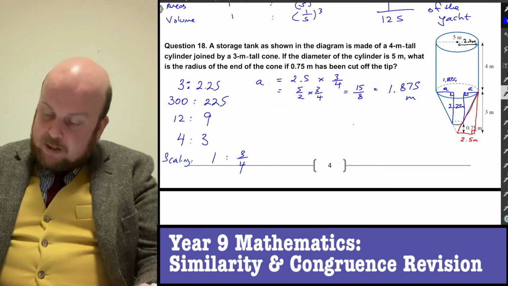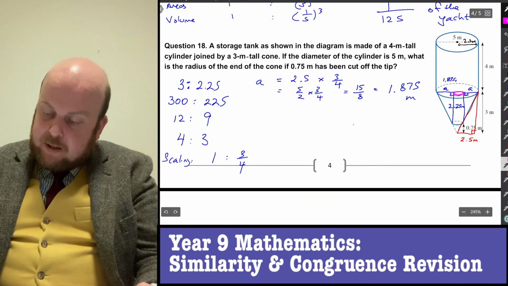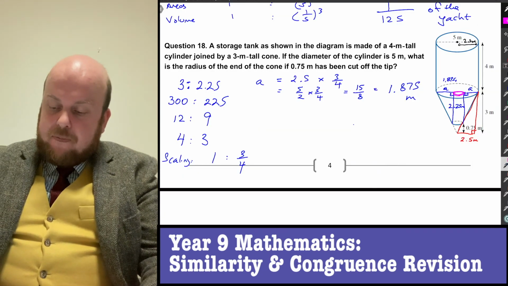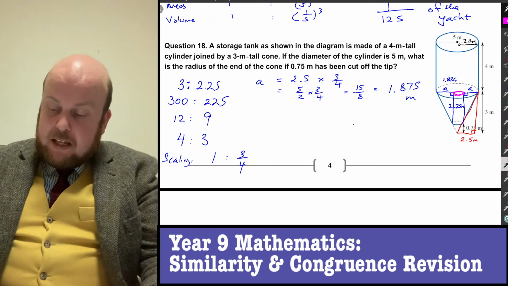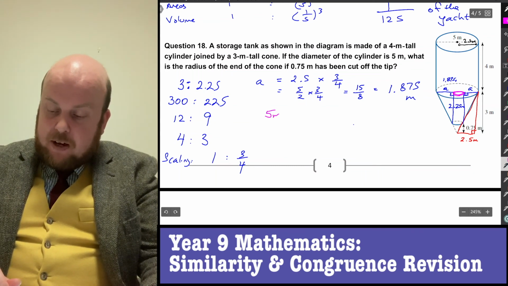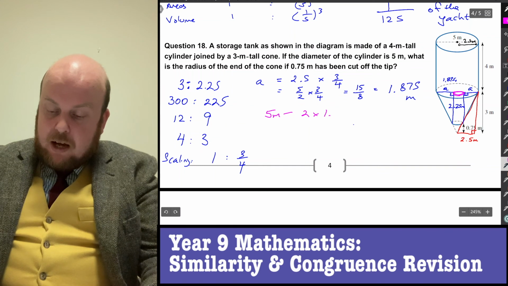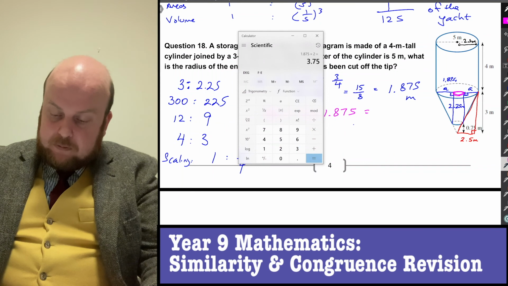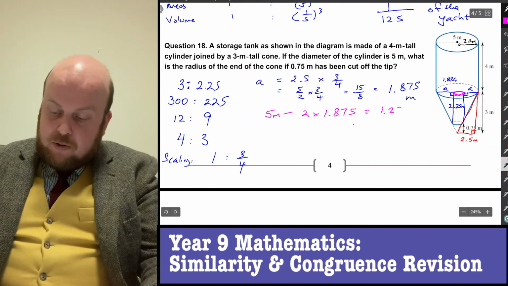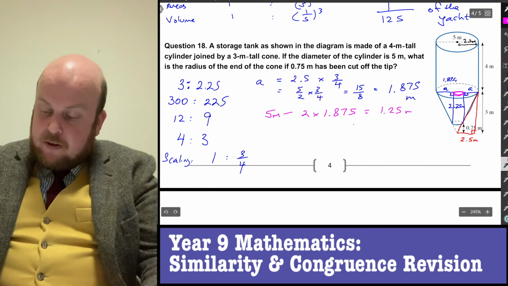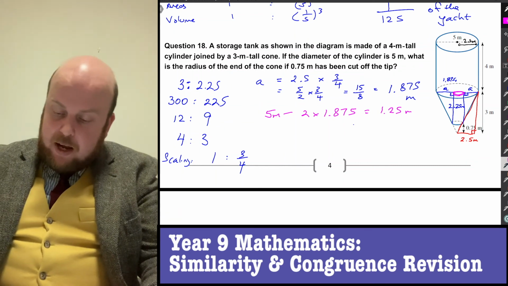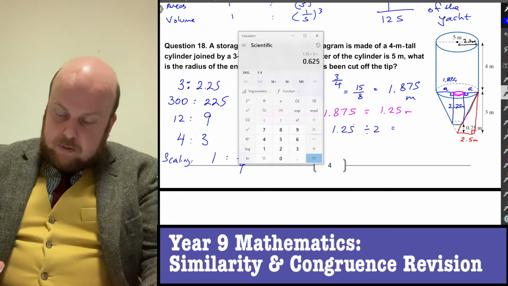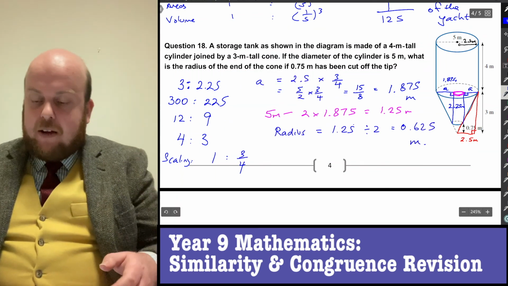So therefore, this little gap here, what will that distance be, that little bridge there? Well, that's going to be equal to 5 meters take away 2 lots of 1.875 meters, which is equal to 1.25. And so the radius is going to be halfway. So therefore the radius of that circle is going to be 0.625 meters.